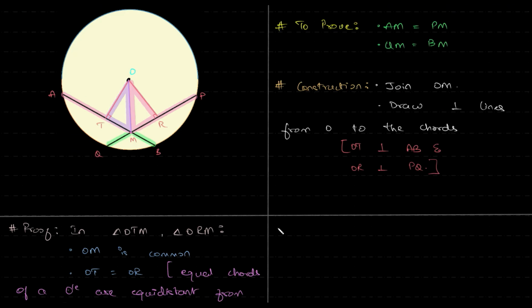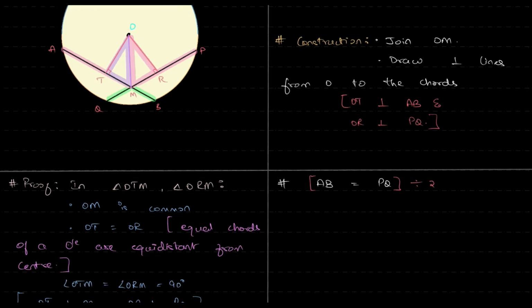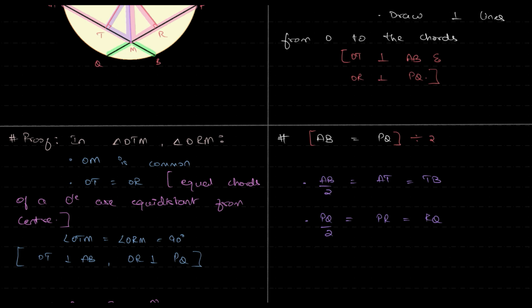The proof continues this way. AB is equal to PQ, given. Now we'll divide both sides by 2. So we have AB by 2, which is equal to AT and equal to TB, and also PQ by 2, which is equal to PR and RQ. But why is this so? The reason being the following: a perpendicular from the center to a chord bisects it.